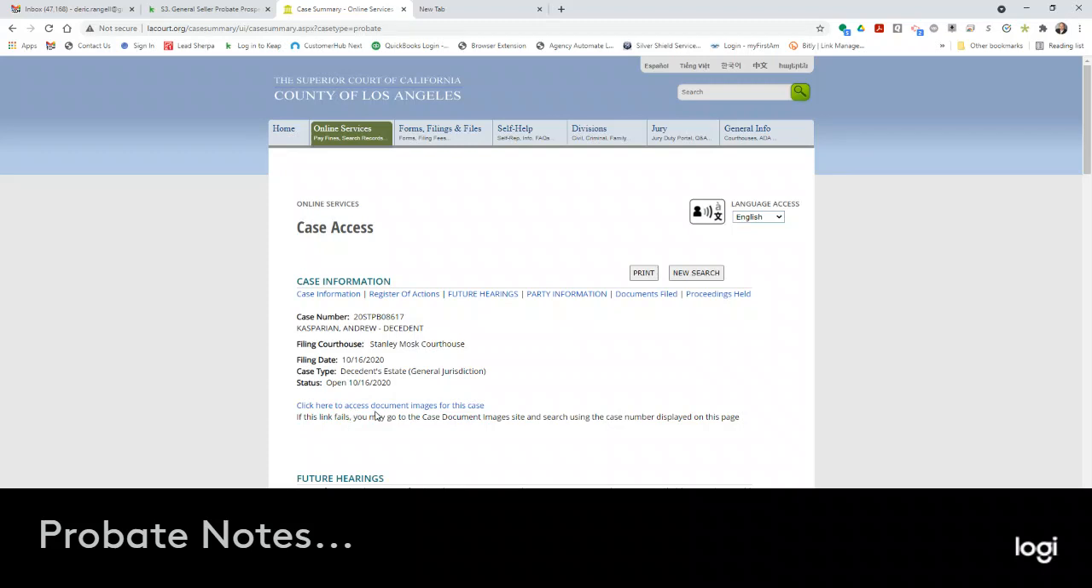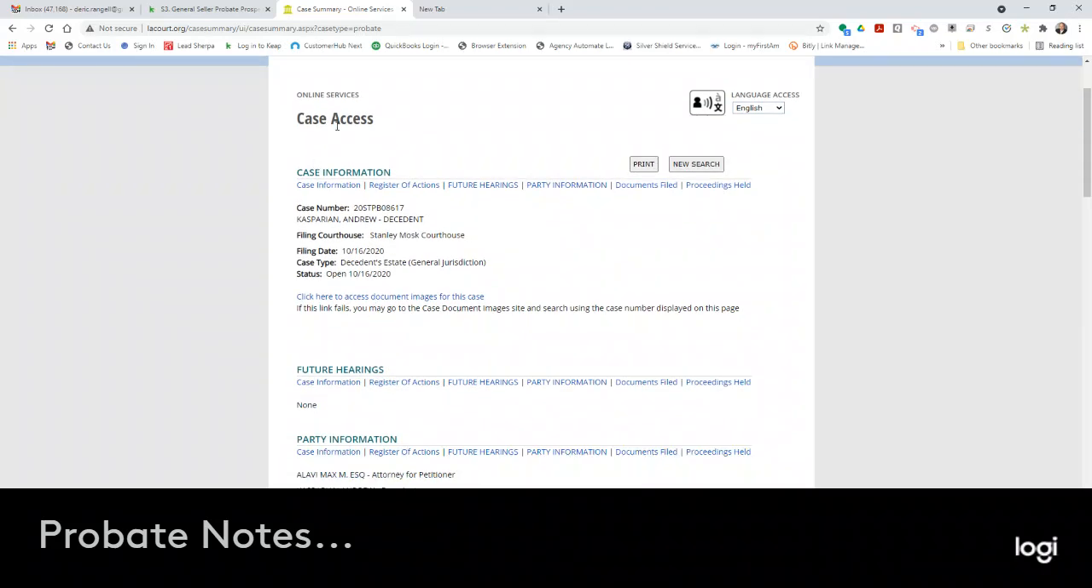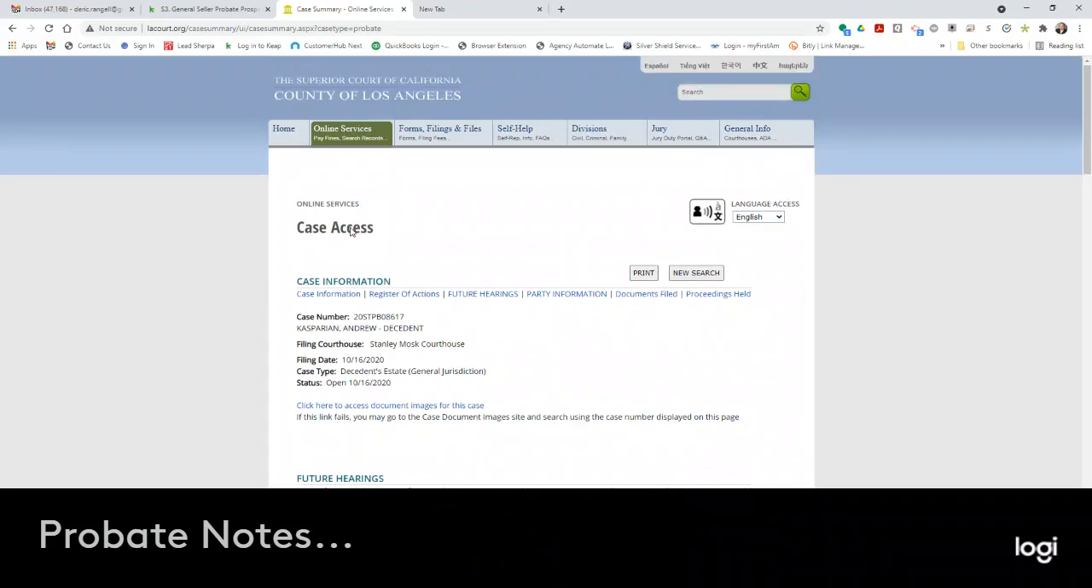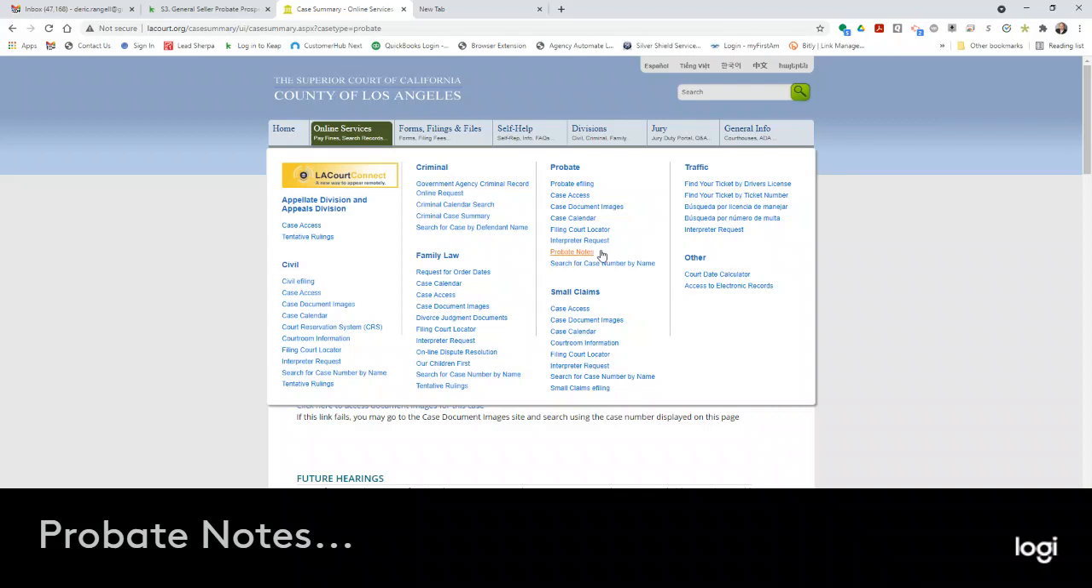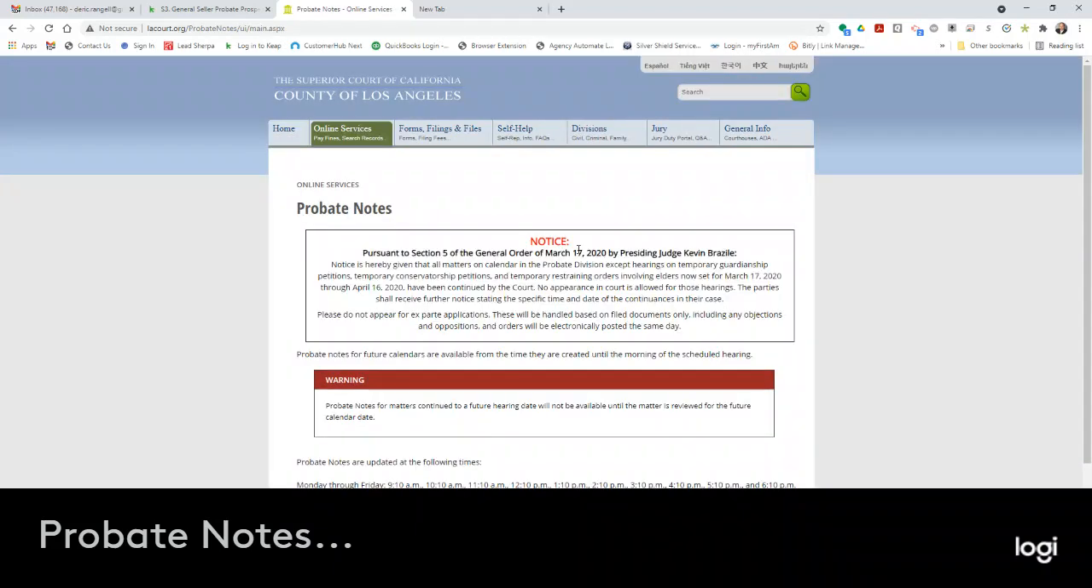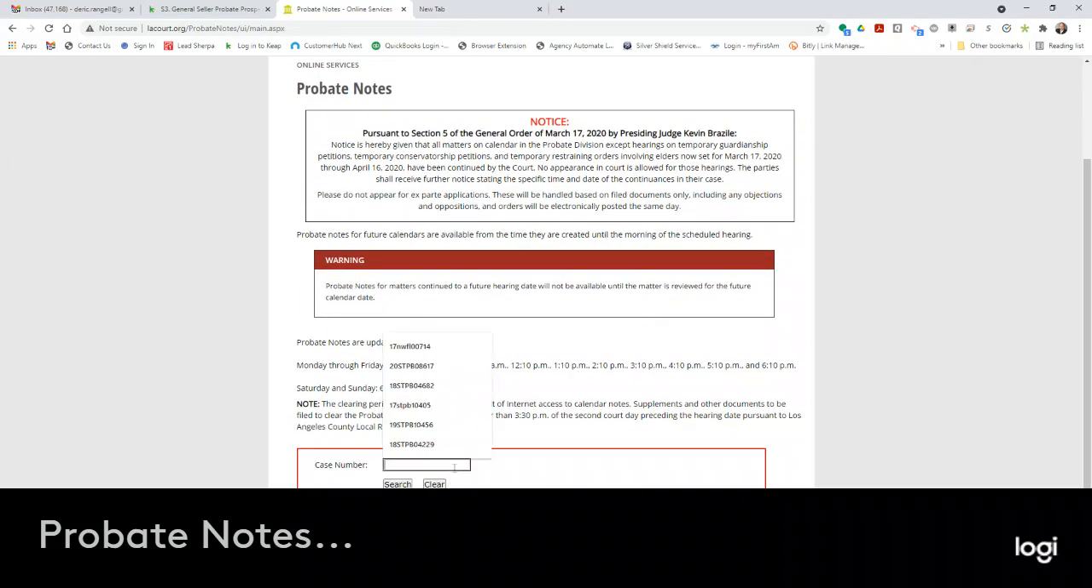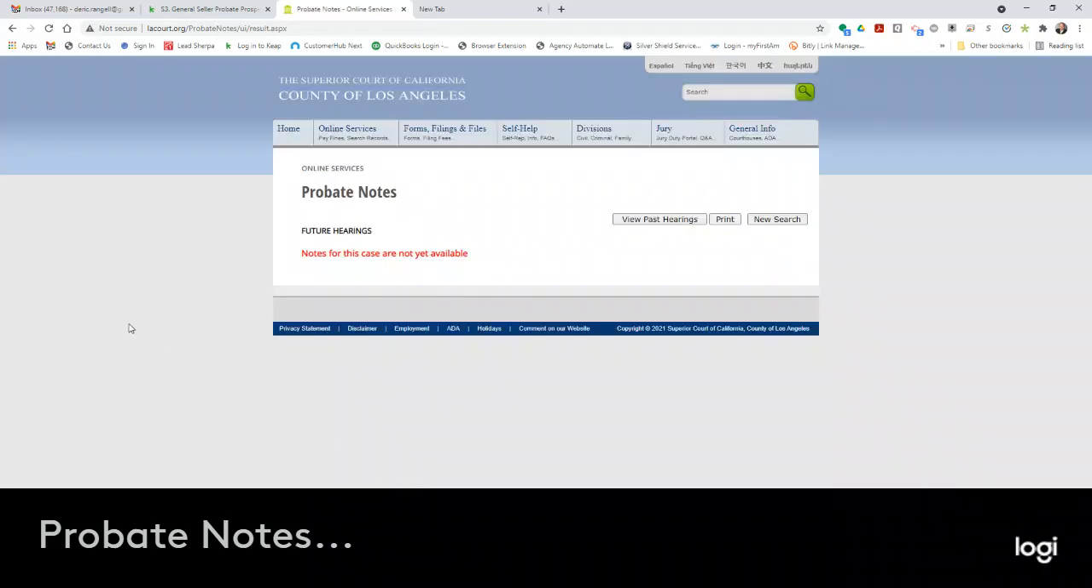When you have hearings coming up, you'll take the same case information. So let's take the case number. And then we'll go to probate notes. So this is where you want to make sure you get. And then we'll put the case number in here. And in this case, there's no notes because there's not a future hearing coming up.